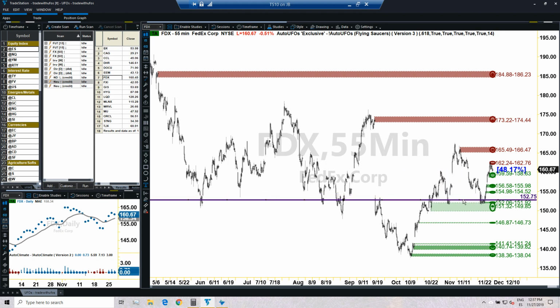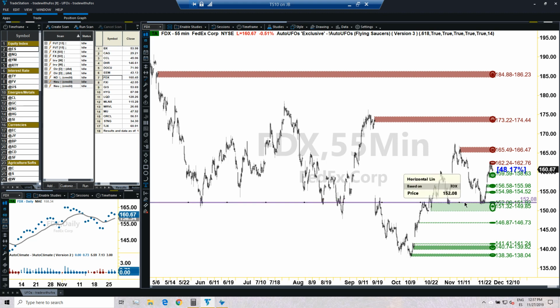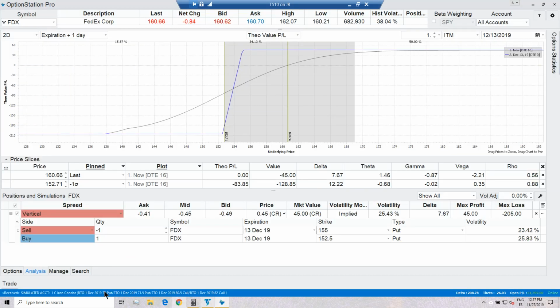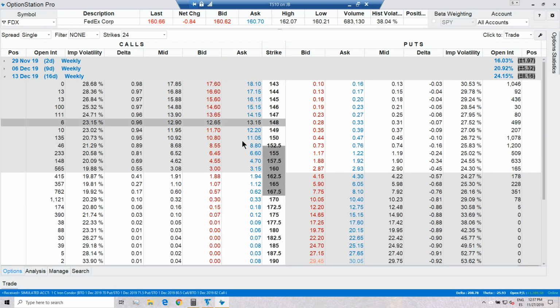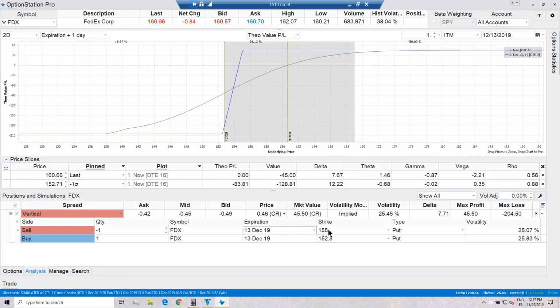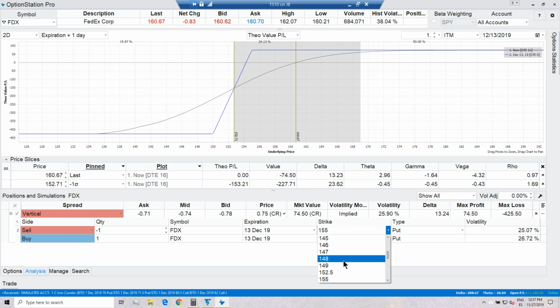152.75 is here. Okay, so for us to do this trade, we'd need to be looking at 151.86, which I guess is going to be 152.5. Okay, so let's take a look at what's available using the next expiration date, which is December 13. And yes, it's 152.5. So let's go ahead and do this. 152.5 and 150, which are the two strikes that are next to each other. So I'm going to move this to 150 and take the 152.5.